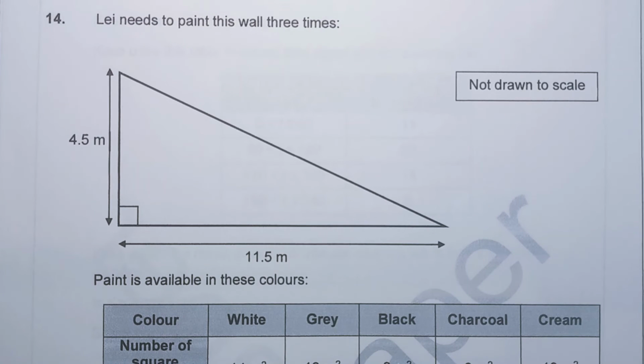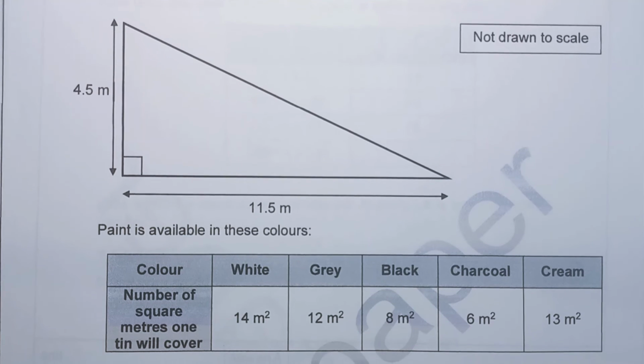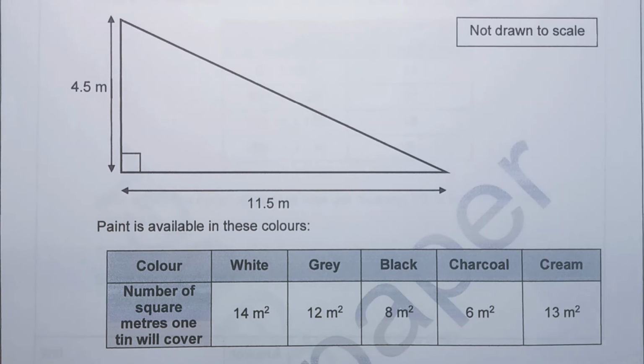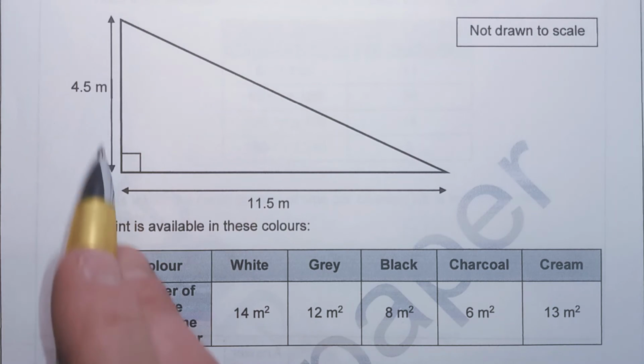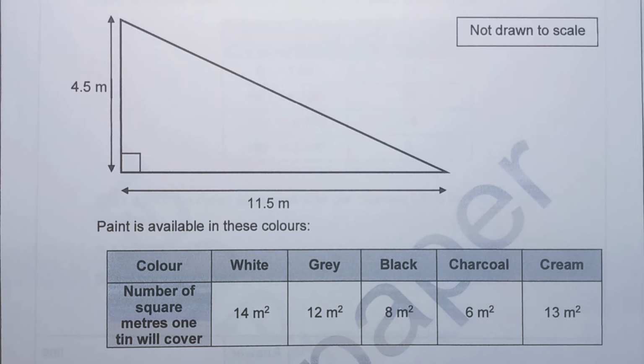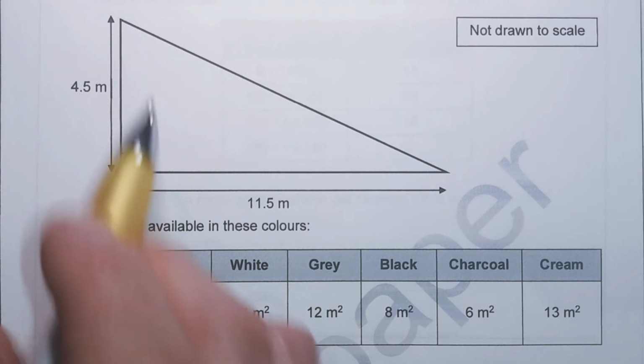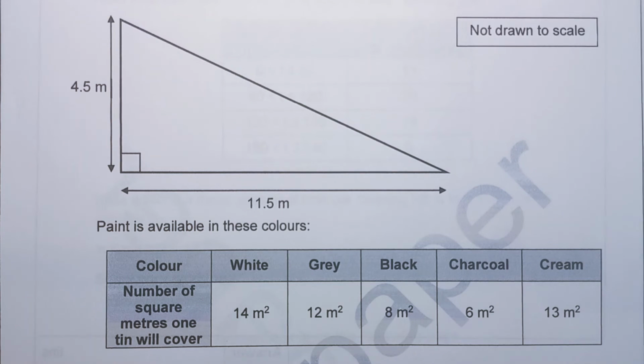No, we can't fit the whole question in, so we'll move it up when we get down there. Question 14. Lay needs to paint this wall 3 times. Okay, and we've got the walls in the shape of a triangle, so 4.5 metres high, 11.5 metres across. But remember, I say it's a triangle, it's not a rectangle. Paint is available in these colours.